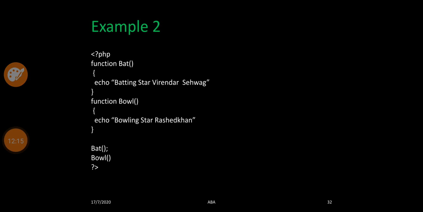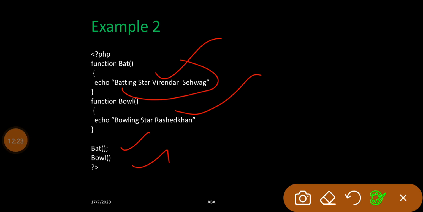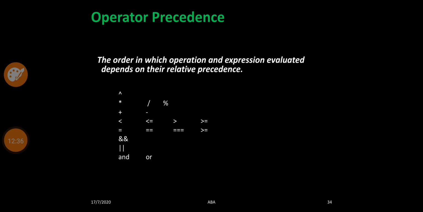Example 2, in this program we are declaring two functions, bat and bowl. I am calling bat and bowl. We get the output as batting star Virendra Sehwag, bowling star Rashid Khan. Example 3, you can use the for statement like this. Operator precedence, this is the order of execution of operators. That's it about this video.